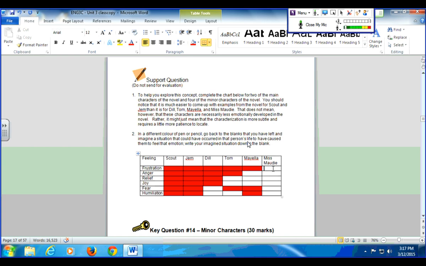And last is Miss Maudie. Now, we've seen her frustrated. Yes, when they kept going to her garden, worried about wrecking her flowers. Let's shade that one in. We've seen her angry. Yeah, we've seen her angry with Jem and Scout before.